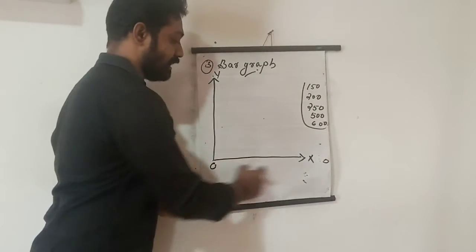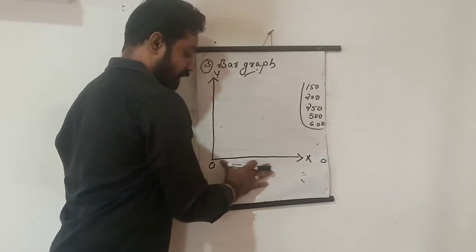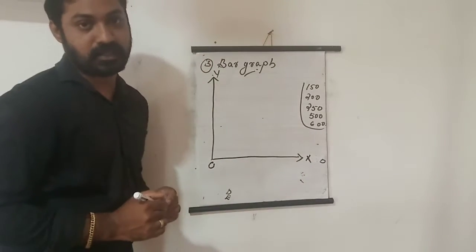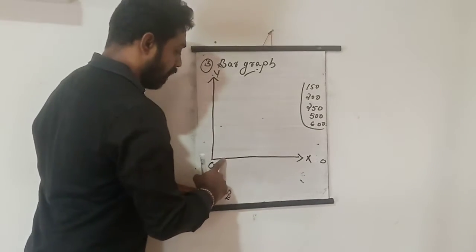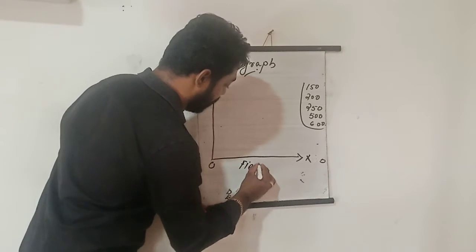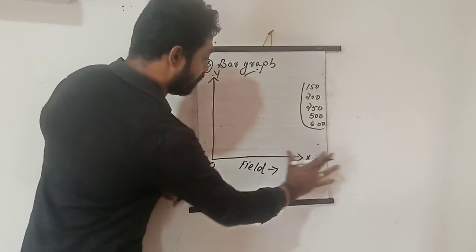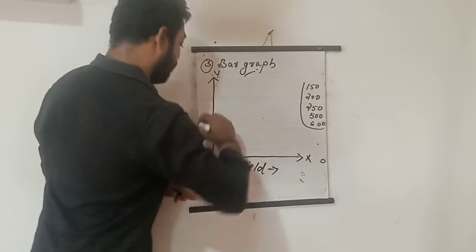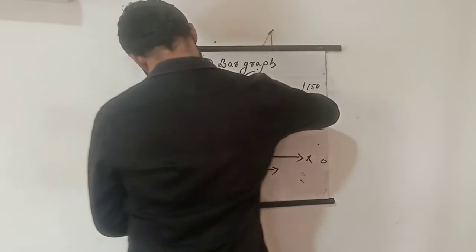Y and X. Some sort of data we will represent here, and here we will represent another data. On the x-axis, I am going to represent the fields, so I will draw it like this. On this side I will represent the number of cabbage plants.